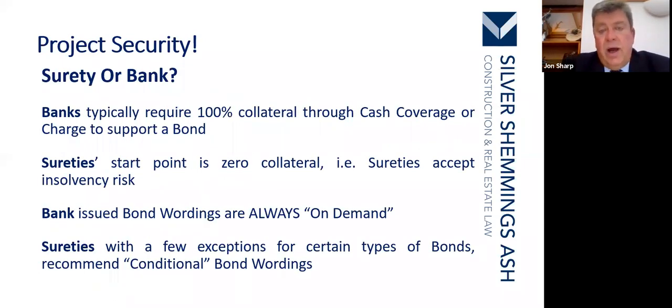Banks typically require 100% collateral through cash coverage, or a charge to support a bond. Surety, the start point is zero collateral. Surety is accepted insolvency risk. I doubt whether they'll be doing that just at the moment.